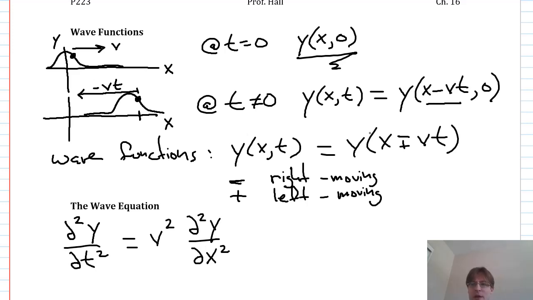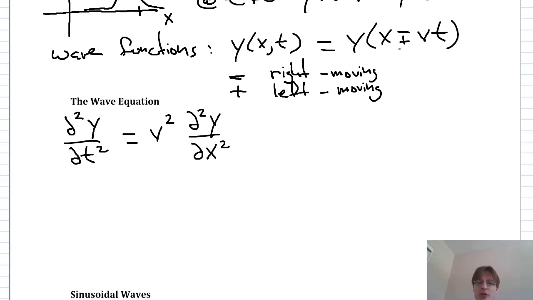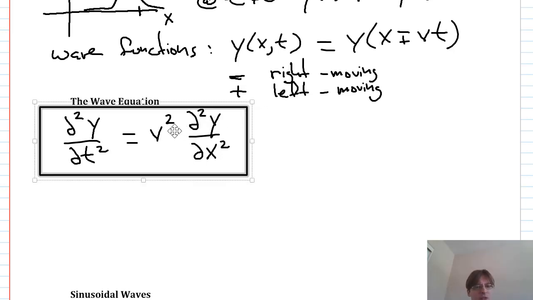And that's called the wave equation. It's not the wave function itself, it's an equation that the wave function obeys. That wave equation is extremely important because it gives a clue as to the mechanism behind a wave. Why does a wave exist? The clue is this involves a second derivative with respect to time.